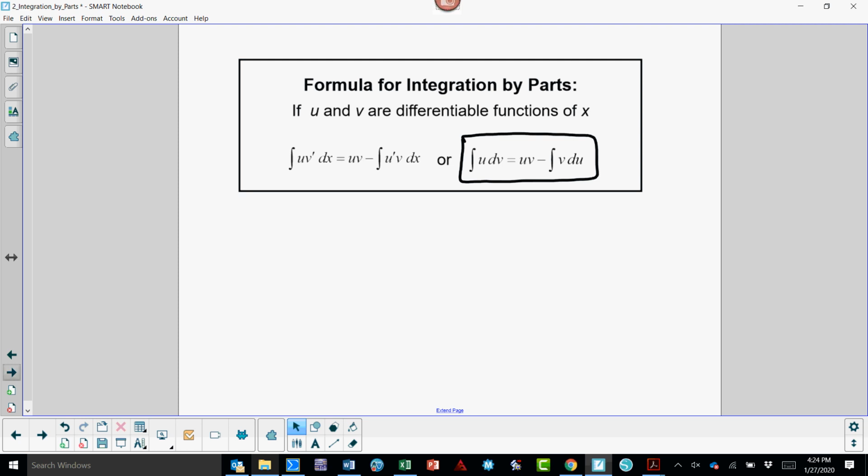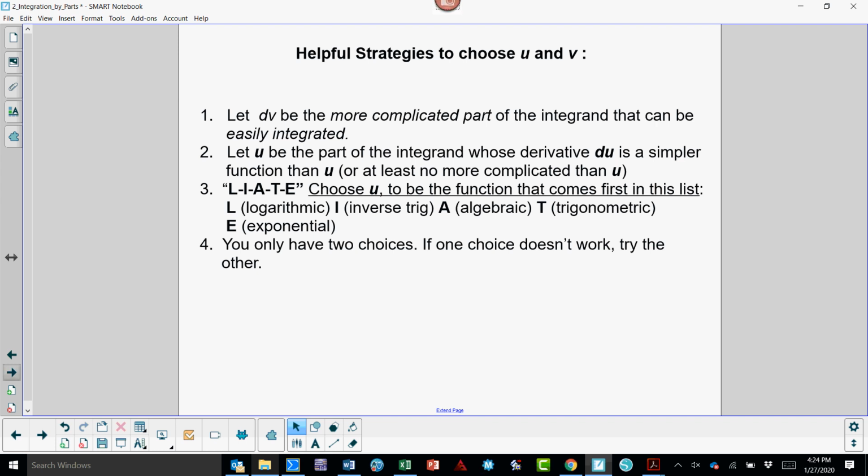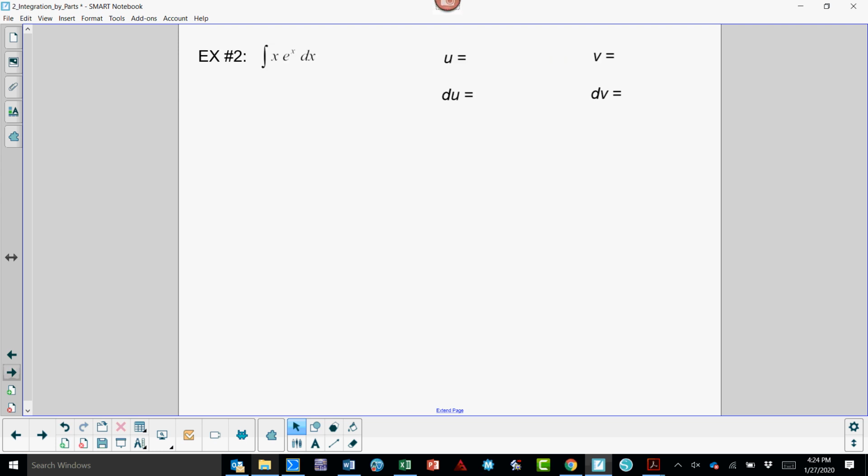And so there are helpful strategies for how to choose u and v that are written, but that'll actually make more sense to go back and read those last. So they're there. So we're going to go ahead and do some examples, and then we'll refer back to how we decided to do that.